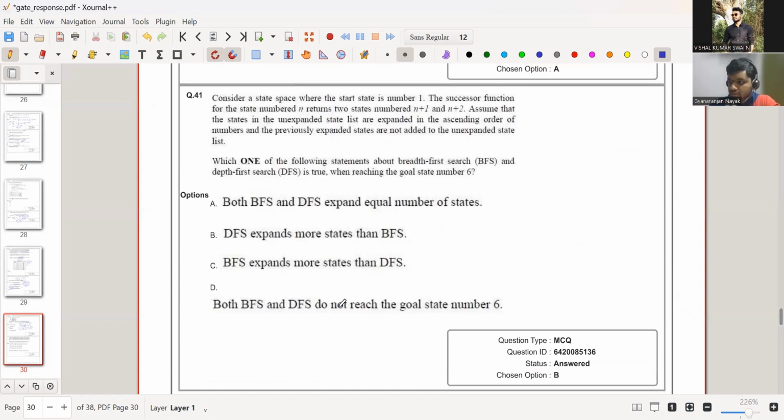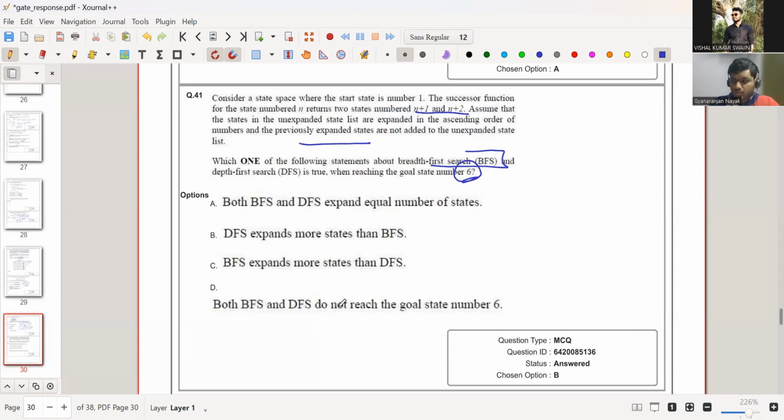Consider a state space where the start state is number 1 and the successor function for the state number n returns state numbers n plus 1 and n plus 2. Assume that the states in the unexpanded state list are expanded in ascending order of numbers, and previously expanded states are not added to the unexpanded state list. Which one of the following statements about BFS and DFS is true when reaching the goal state number 6?